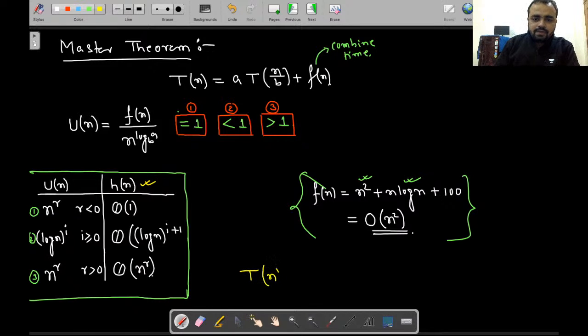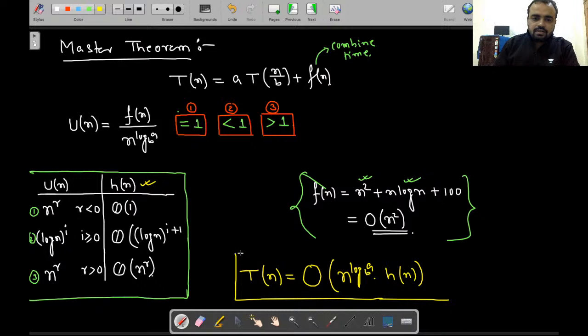Now T of n will become order of n to the power log of a on the base b into h of n. Got it? So this one will become the final time complexity. So let's see with the example what this particular thing is basically deriving.